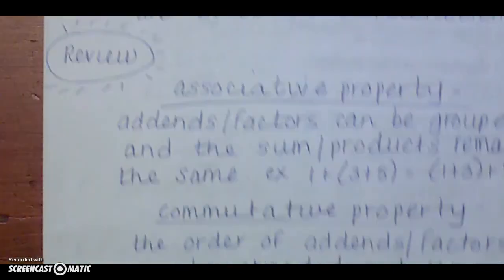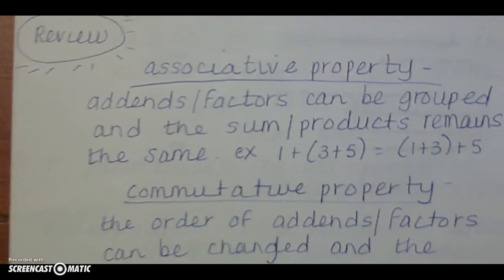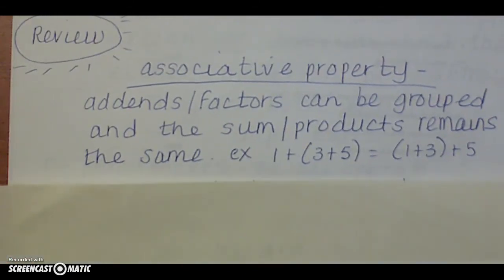There are different properties that we're going to review from the beginning of the year. The first one is the associative property. Addends or factors, that means if it's addends we're adding, or factors means we're multiplying, can be grouped and the sum or product remains the same. For example, if we had 1 plus 3 plus 5 grouped together, or 1 plus 3 grouped together plus 5, we would get the same answer in the end.